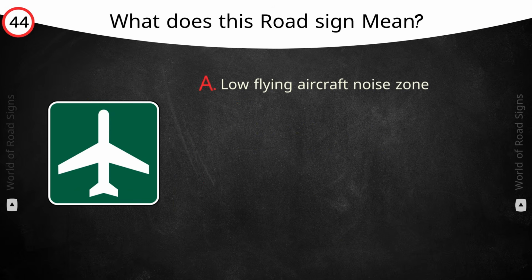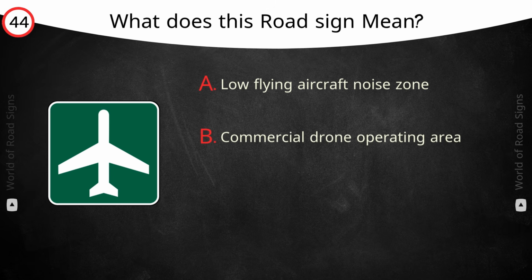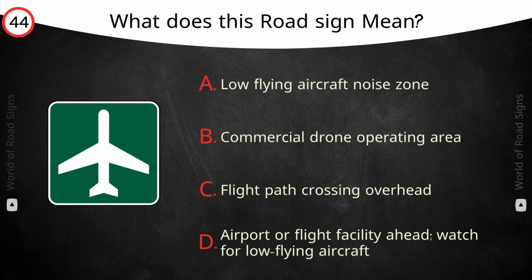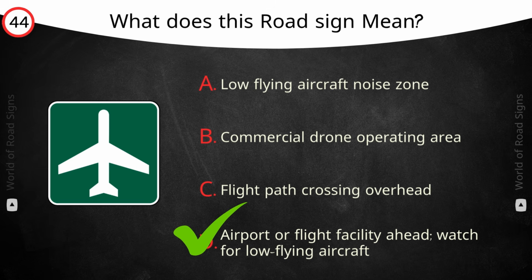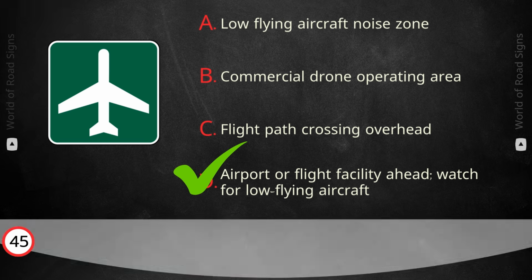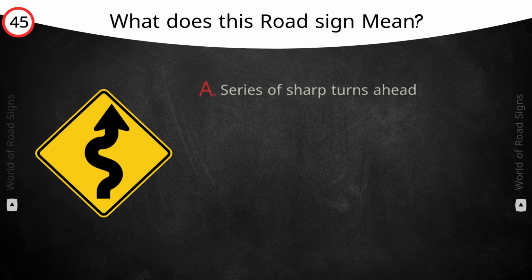Question 44. What is the message behind this sign? A. Low-flying aircraft noise zone. B. Commercial drone operating area. C. Flight path crossing overhead. D. Airport or flight facility ahead. Watch for low-flying aircraft. The right choice is option D. Airport or flight facility ahead. Watch for low-flying aircraft.